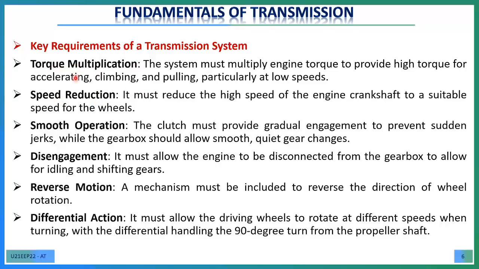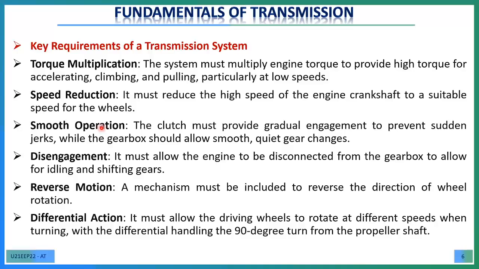So the first one is we have to ensure torque multiplication. We have to provide low speed and ensure high torque. The second is speed reduction, in order to ensure the reduction of speed while the engine speed is constant. We have to ensure variable wheel speed.